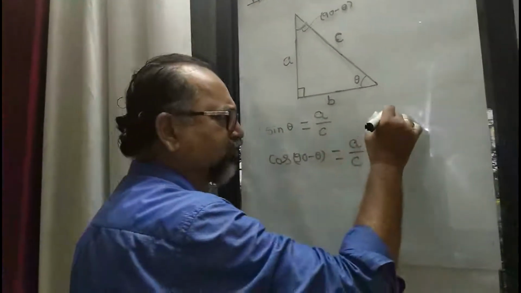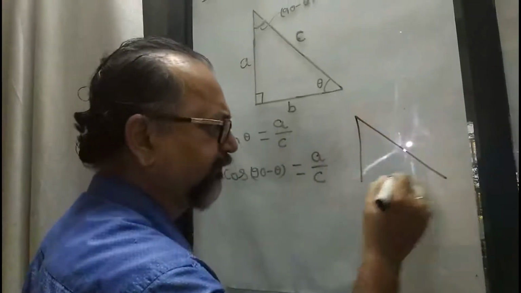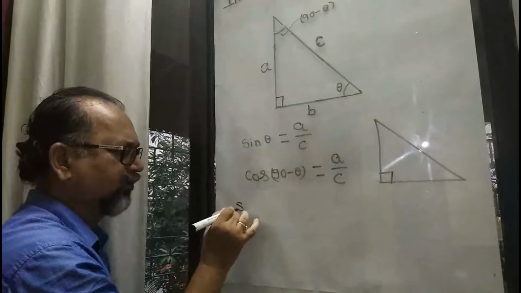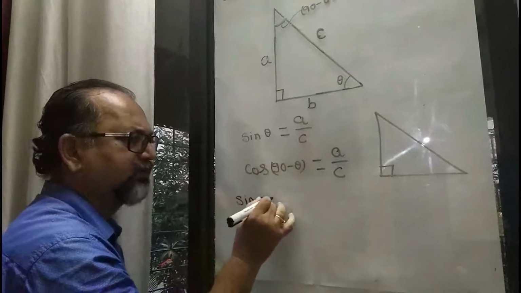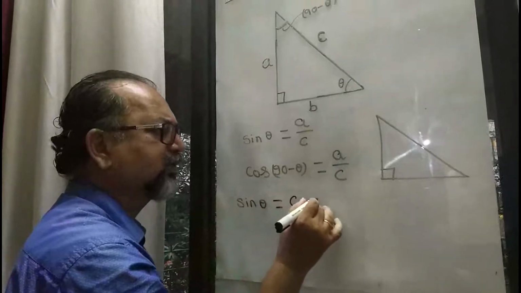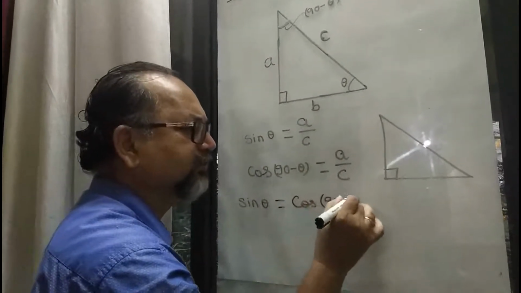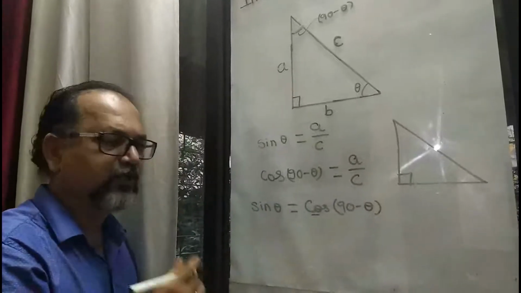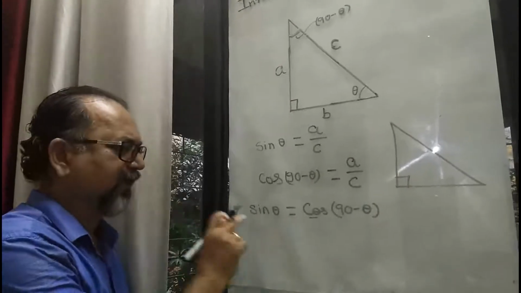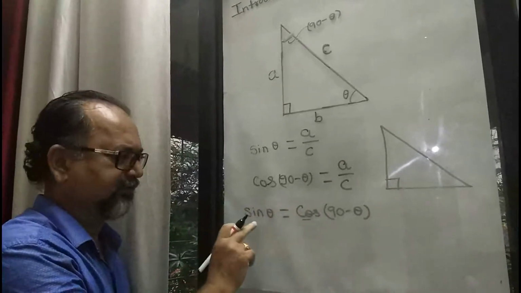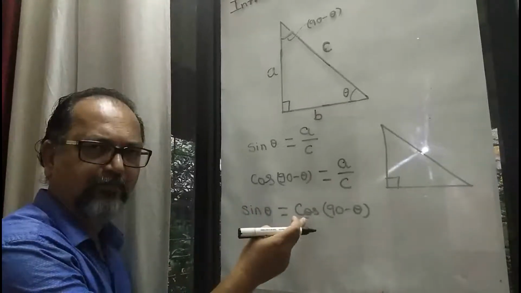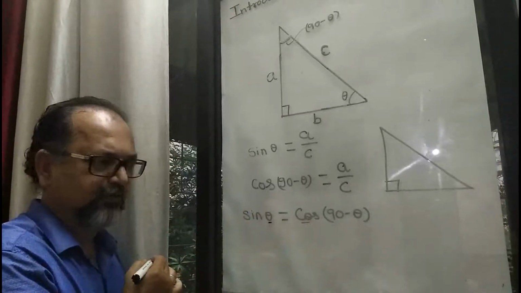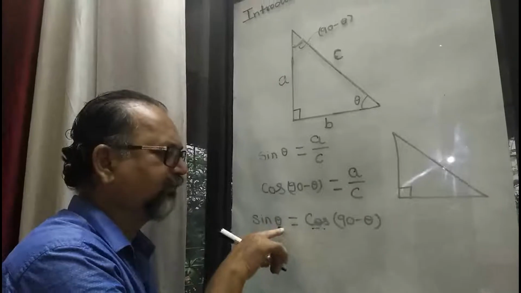Let me draw one more triangle and show it again later. But let me write the conclusion drawn from here. We got sine theta is the same as cos of 90 minus theta. That's the significance of this word co. Co stands for complementary in short. Sine is the complementary ratio of cos, because sine of an angle is the same as cos of the complement of this angle.